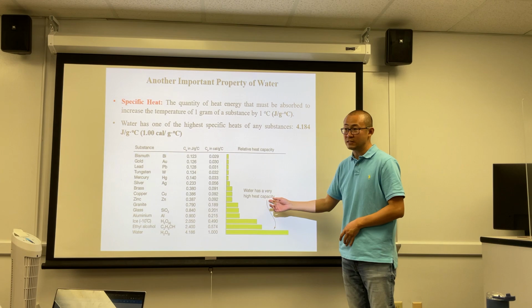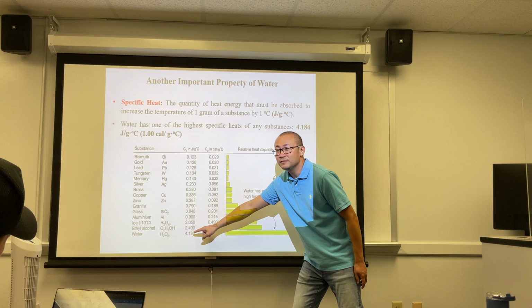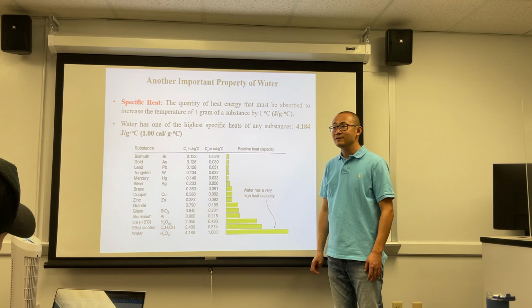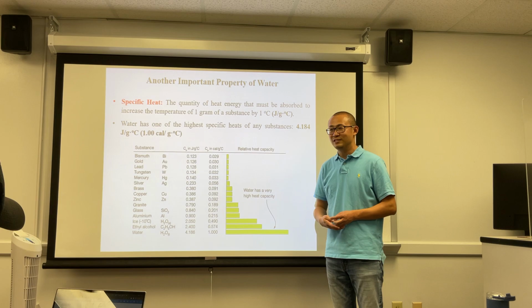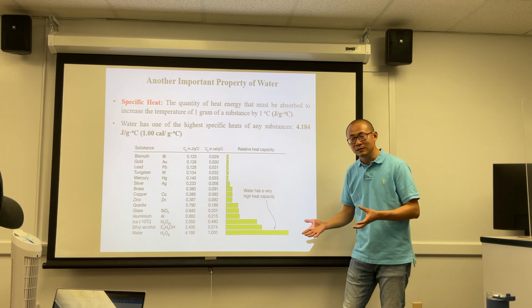Right? What does capacity mean? I can take a lot of heat without changing temperature much. And if you look at this chart, these are a lot of substances. Water has the greatest heat capacity. Right? Means you cannot change water temperature too much. But the same heat may change the temperature of gold or lead or other metals to too hot to touch. That also makes water unique.